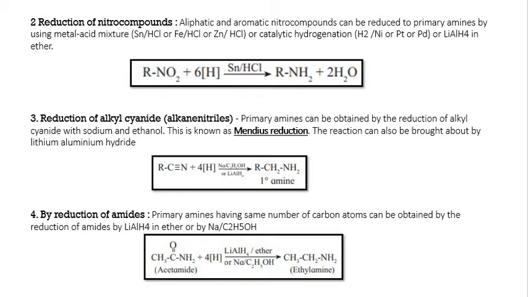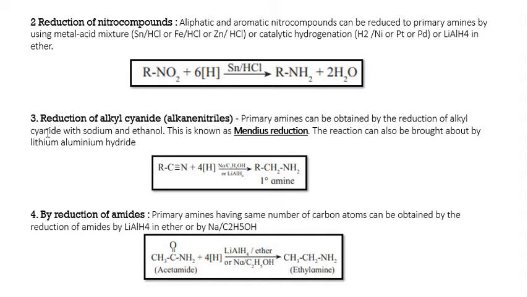Or we can do catalytic hydrogenation by using hydrogen and nickel catalyst or platinum catalyst or palladium catalyst also. Or we can also use lithium aluminium hydride in ether solution. Any one reducing agent could be used and the nitro group will be transformed into amino group with the nascent hydrogen produced by any one of the reagents used.